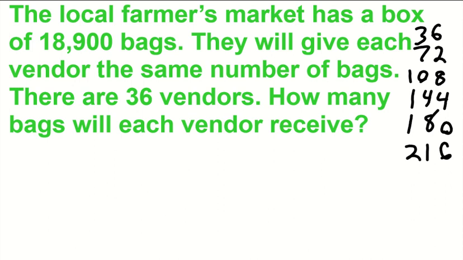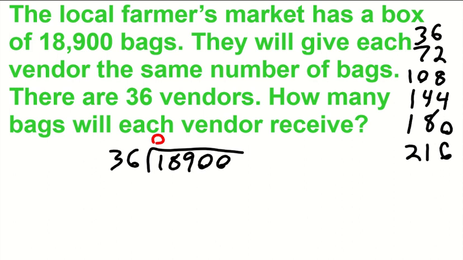Sydney, what do you get? 525 is correct. So we got 18,900 divided by 36. I listed 6 of the multiples of 36. That's as high as I needed to go. Doesn't go into 1, doesn't go into 18. Goes into 189 5 times.